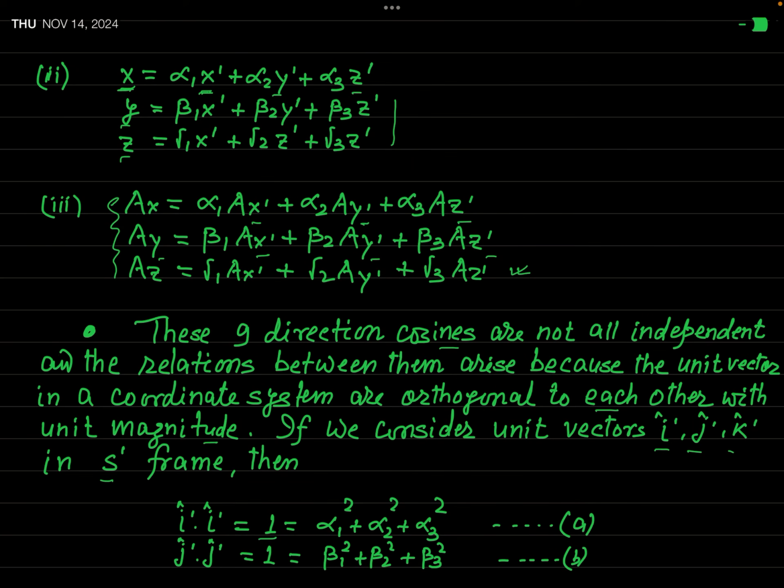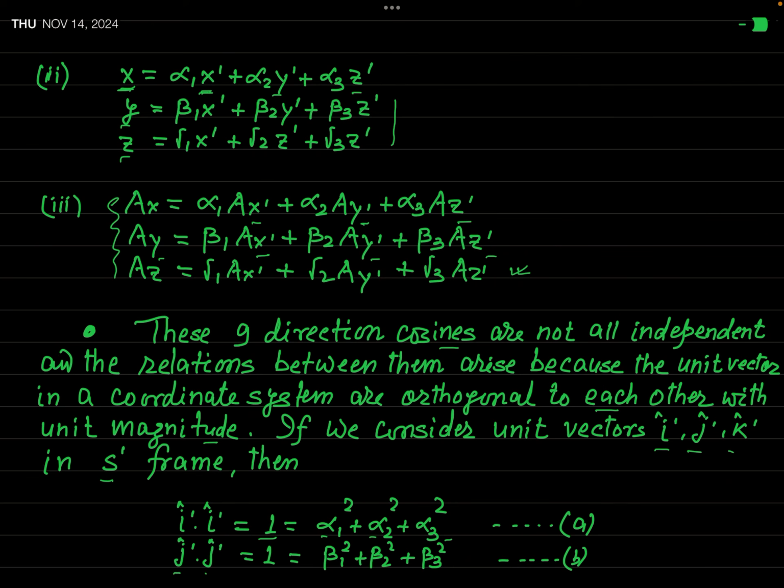And this will be equal to alpha 1 square plus alpha 2 square plus alpha 3 square. You have definitely studied in your course on vector algebra that the sum of the square of the 3 direction cosines is always equal to 1. So i dashed dot i dashed is equal to 1, and that is equal to the sum of the square of all the 3 alphas.